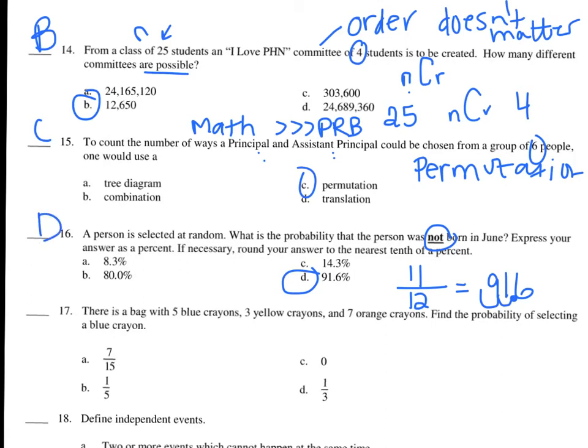What about number 17? We have a bag with a bunch of different colored crayons in it. We want to select a blue one. Well, how many total crayons are in the bag? What's 5 plus 3 plus 7? That totals up to 15 crayons total. And we want a blue one, and there are 5 blue. So can we reduce 5 over 15? Yep, it reduces to 1/3.